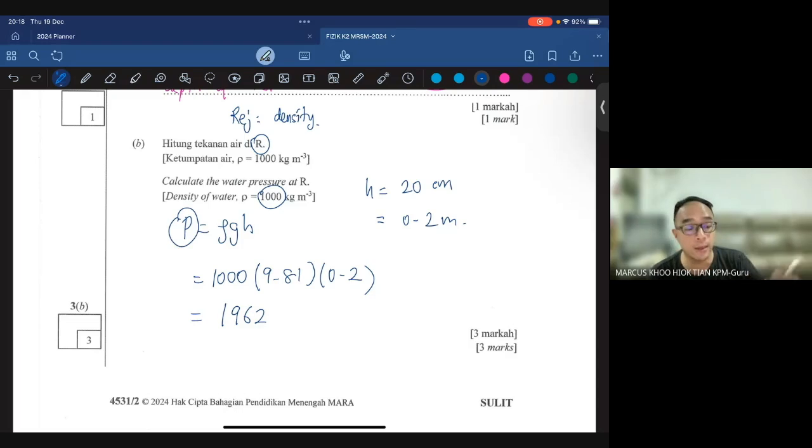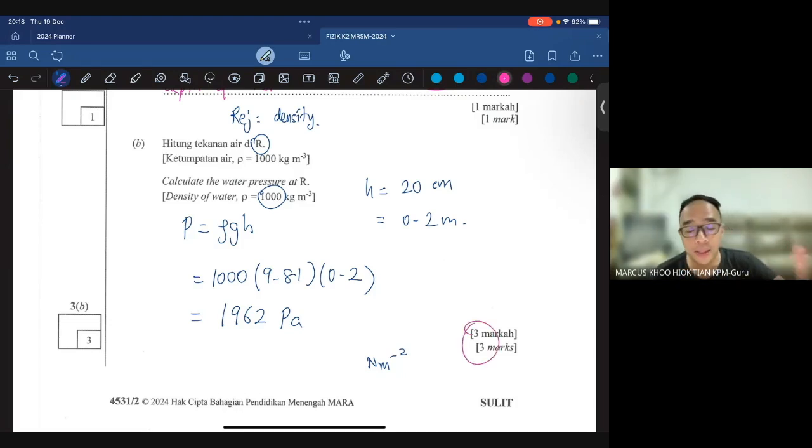All pressure is the same unit, so don't need to worry so much about this one. It's always Pascal. If you're used to using Newton per meter squared, this is also fine, but the normal unit we use is Pascal. If you notice, it's pretty interesting.